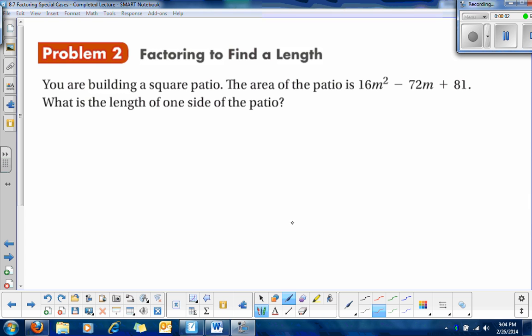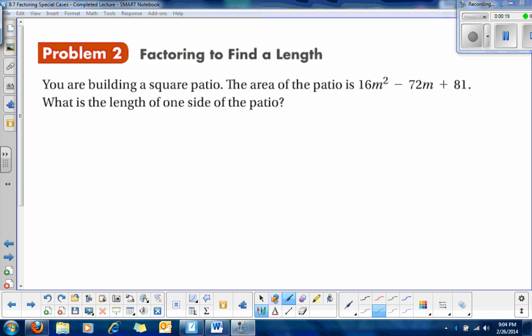All right, problem 2 is factoring to find a length. Now here it says you are building a square patio. The area of the patio is 16m squared minus 72m plus 81. What is the length of one side of the patio?